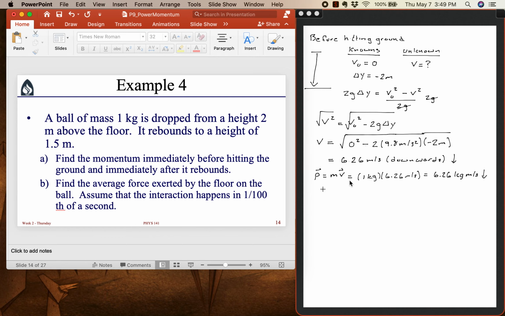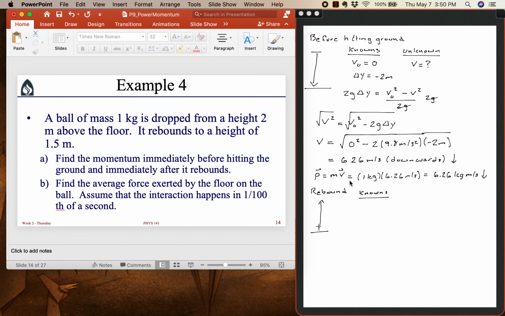Now, after hitting the ground, the ball rebounds. And so next we want to look at the rebound phase of the motion, where the ball is starting out at ground level and going upwards. Once again, immediately after the ball leaves the ground, we are in a free fall situation because the only force acting on the ball is gravity. So once again, we can write down our knowns for this part of the motion.